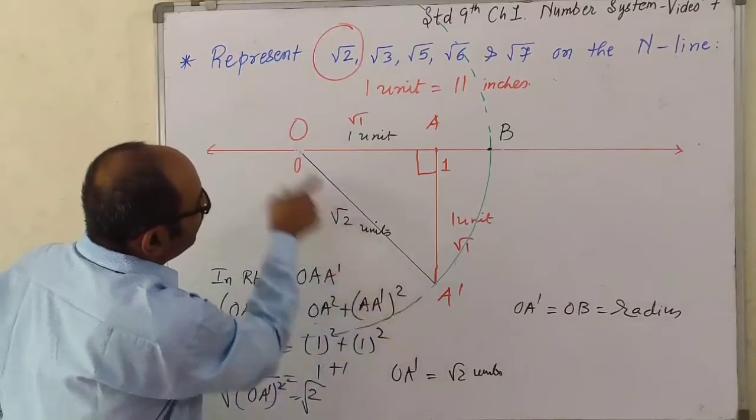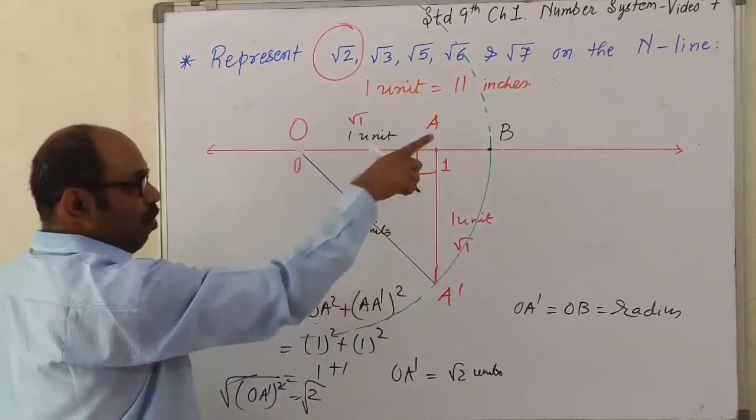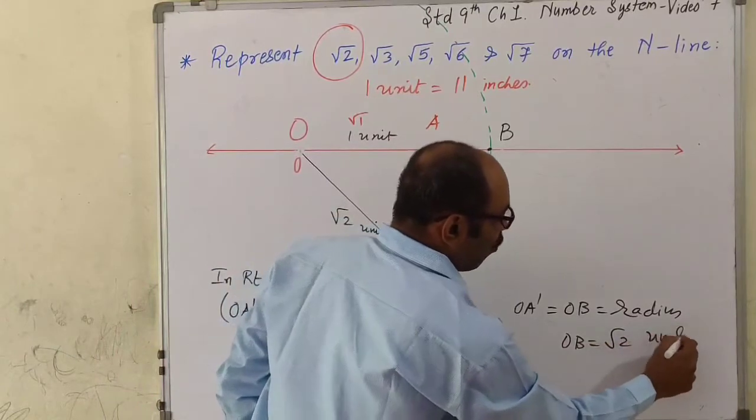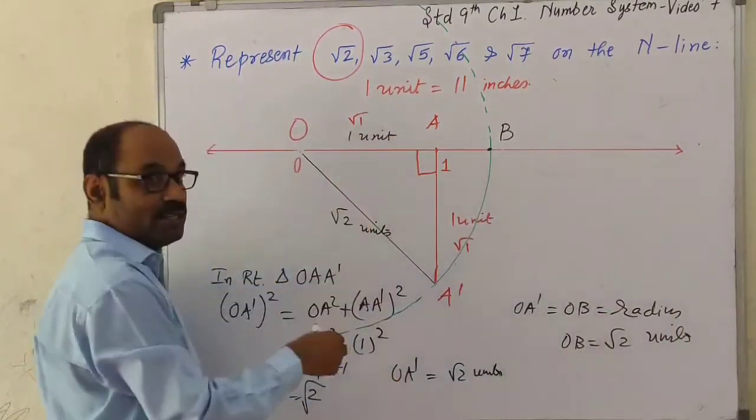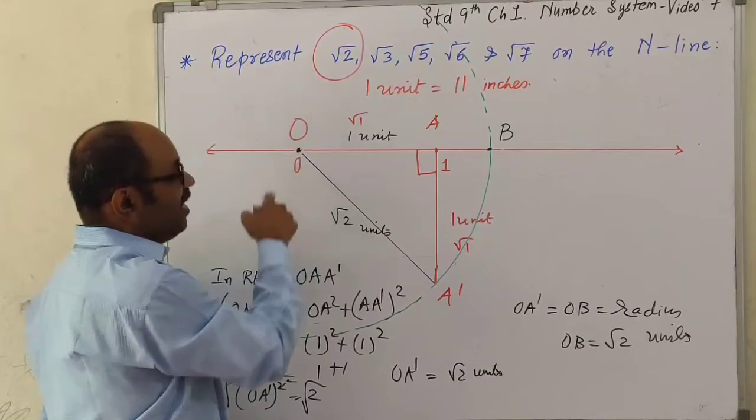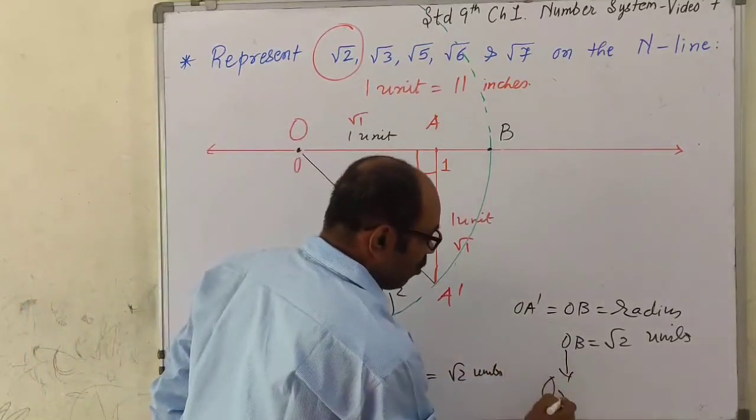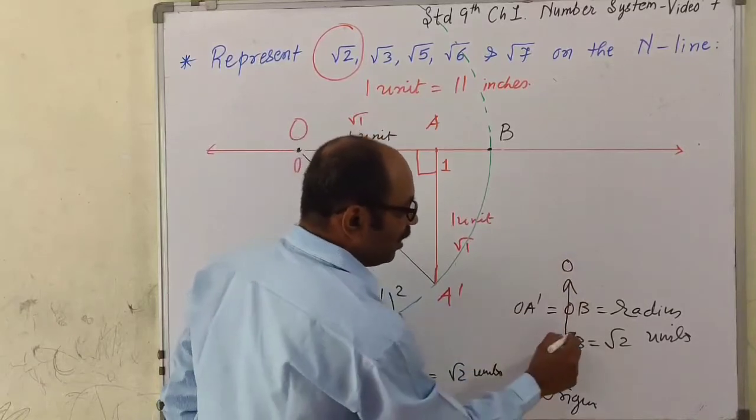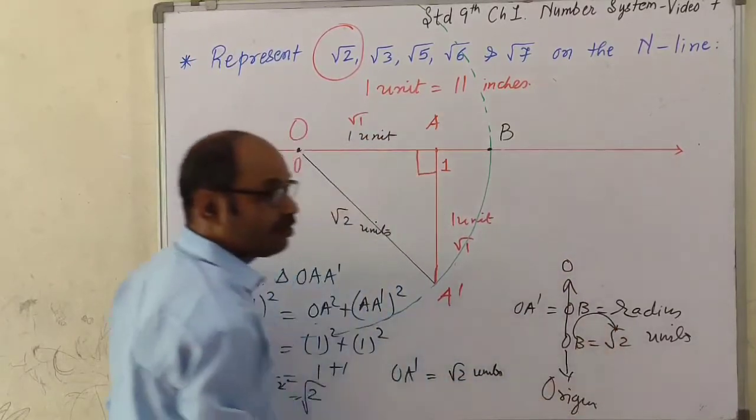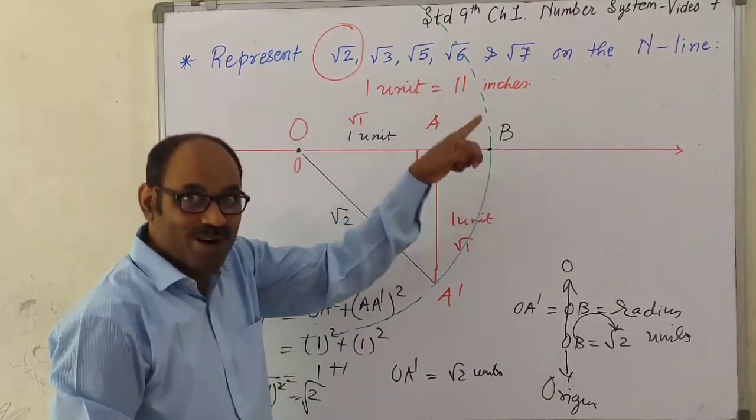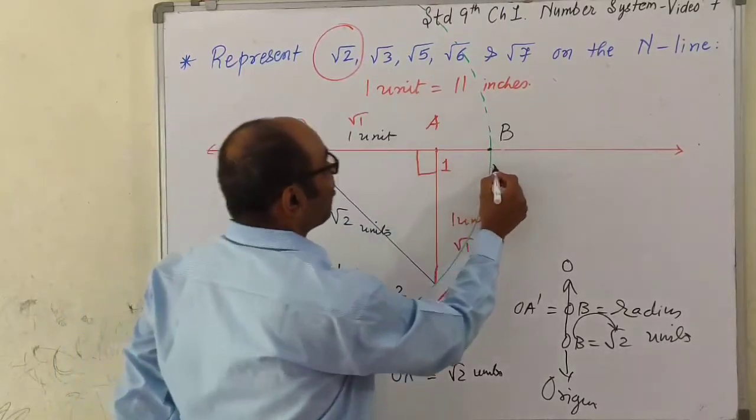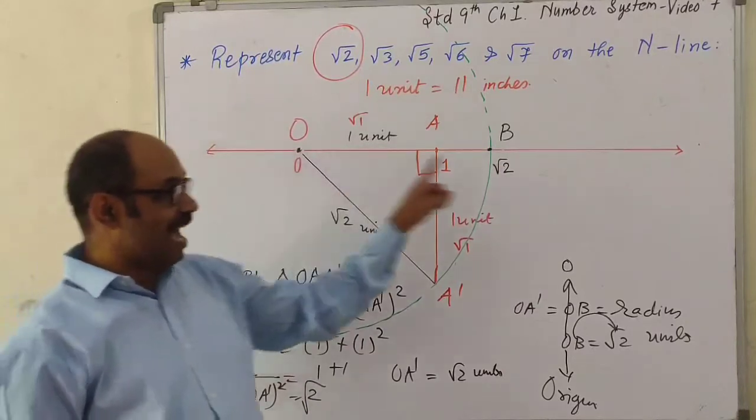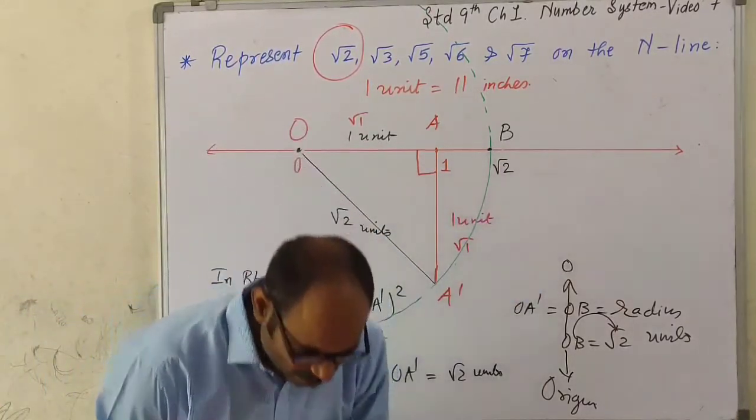And what is the radius of this circle? Root 2. So OB is also root 2 units. Now O is origin. So 0 corresponds to O. That means root 2 corresponds to B. The number corresponding to point B is root 2. So on the number line there is root 2.